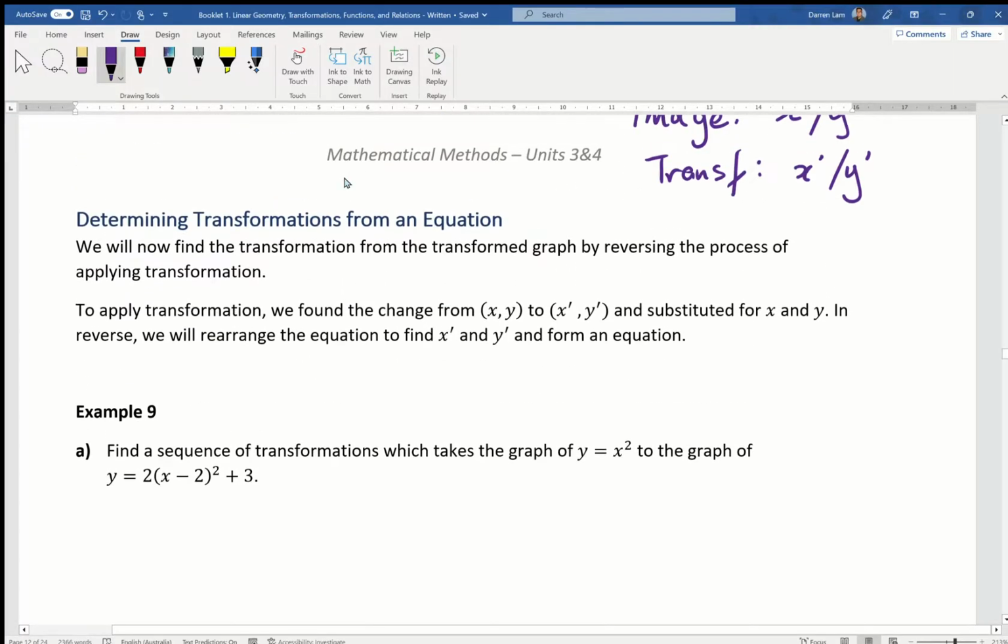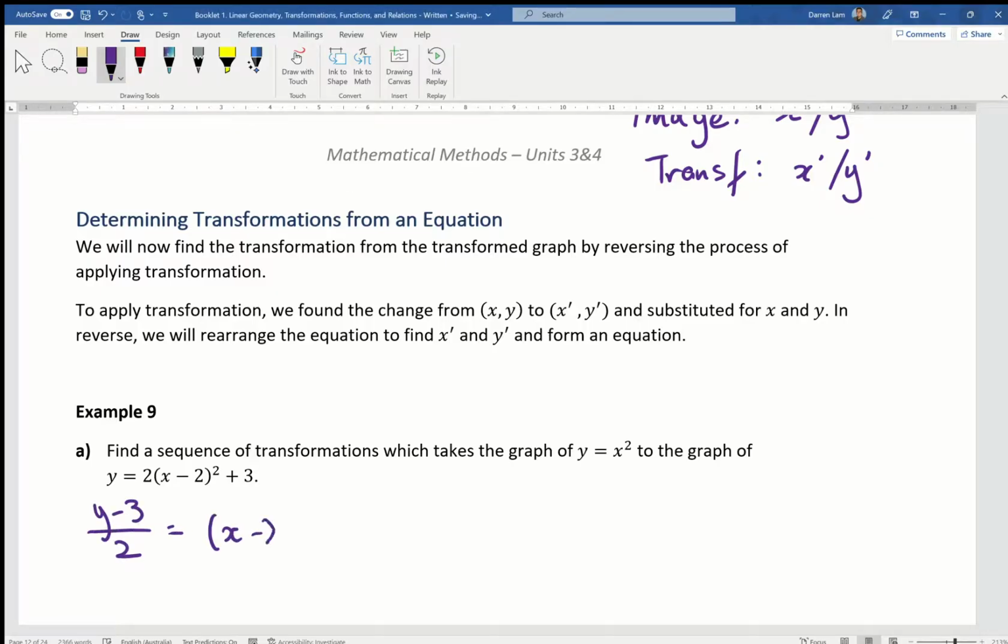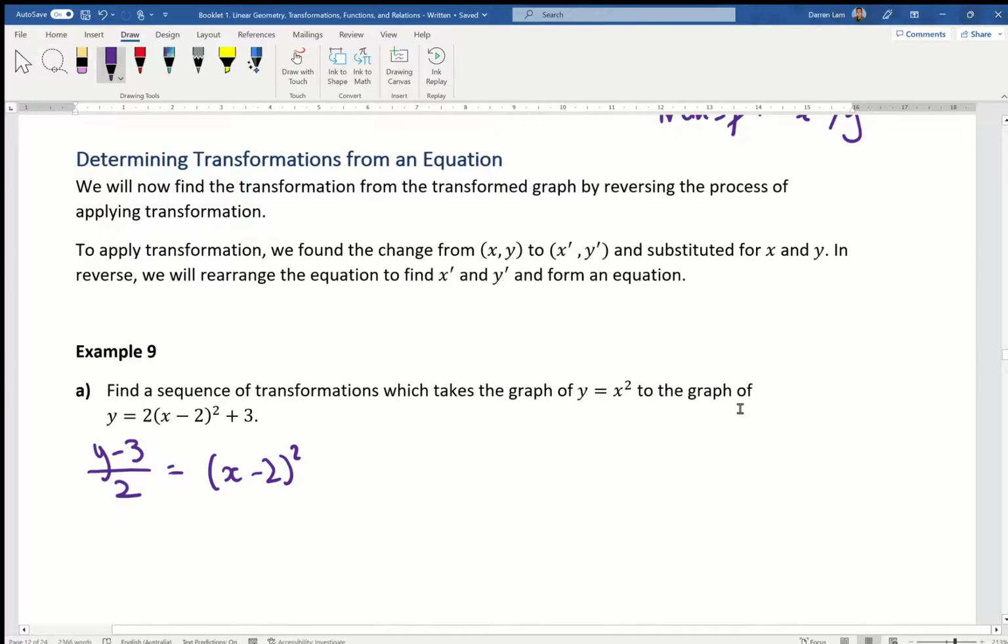So let's try finding a sequence of transformations which takes the graph of y equals x squared to the graph of y equals 2 bracket x minus 2 squared plus 3. First thing I'm going to do is rearrange this equation so it looks more like y equals x squared. In my y equals x squared, there is no constant on the right-hand side, right? I want it to be very clear what x is being replaced with. So I'm just going to subtract 3 from both sides and divide both sides by 2, and I'll show you why. So y minus 3 over 2 equals x minus 2 squared. Is it very obvious now that x is being replaced with x minus 2? It's very obvious. I want to rearrange the equation so that it's in the form that's provided.